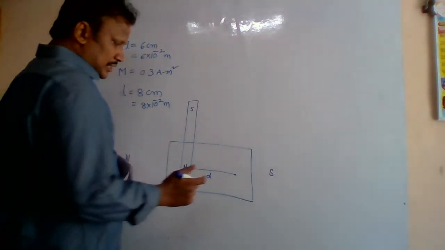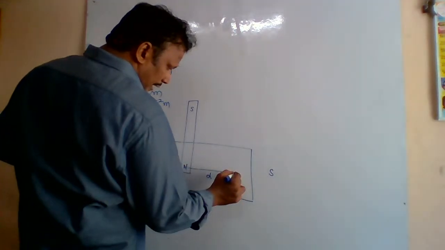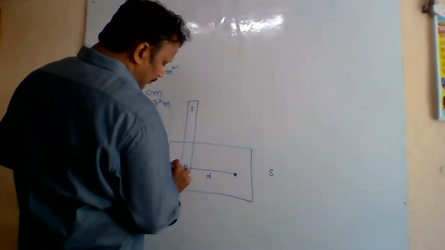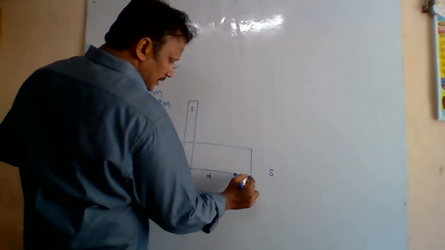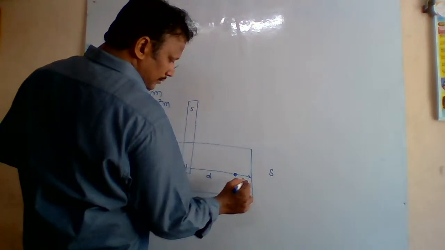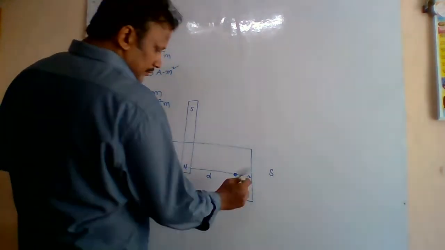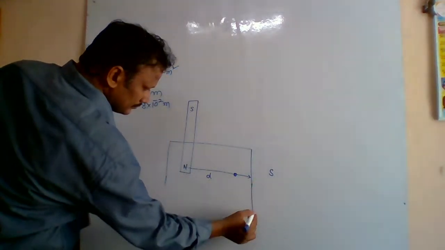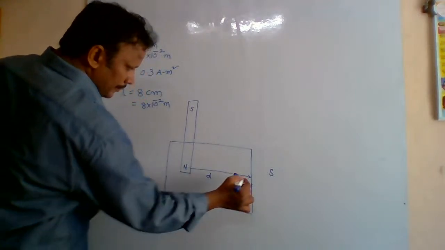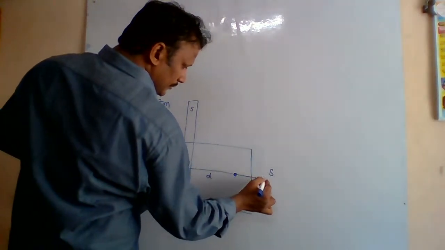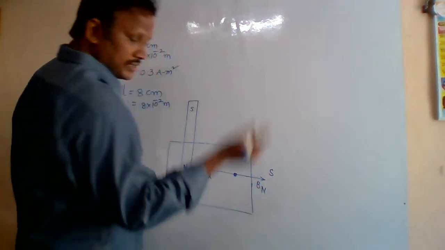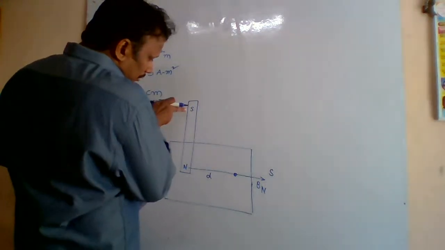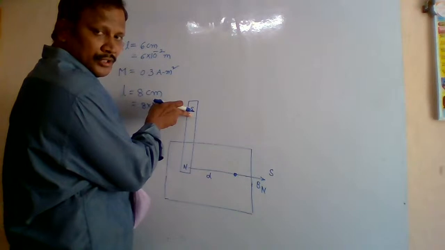Is it clear? Now in this situation, due to this north pole, at that point we'll get one field. That is Bn, the field due to this north pole. So this is Bn towards geographical south. Is it clear? Okay. Now, but due to the south pole, this is for a short bar magnet.